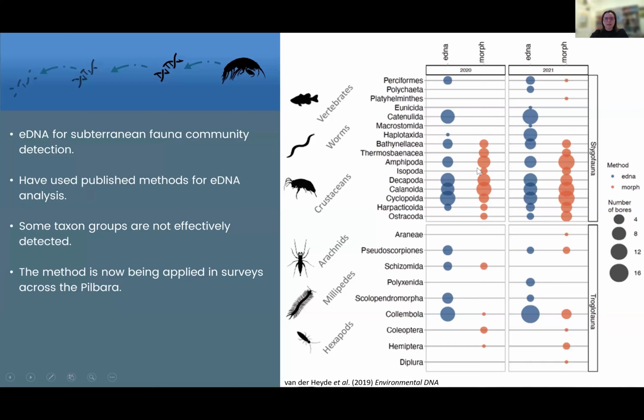So as a proof of concept, this was really important, and this approach was applied in surveys and is now being applied across surveys in the Pilbara. But there is still a lot of work to be done to get these molecular magnets to where we want them to be, consistent and repeatable in detecting all of the animals that we're interested in from groundwater.